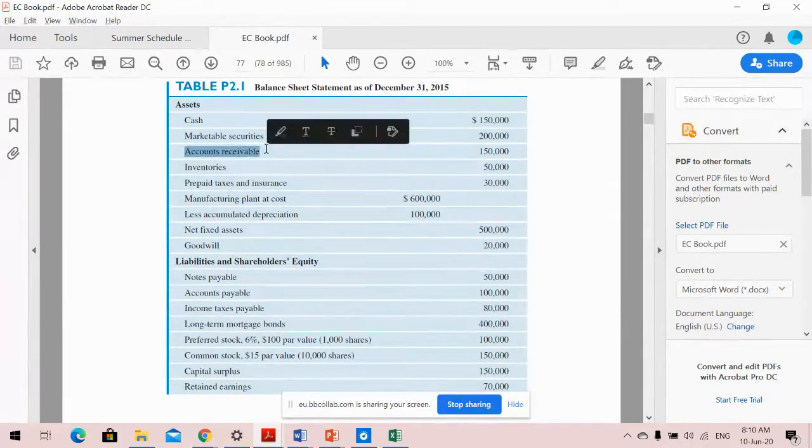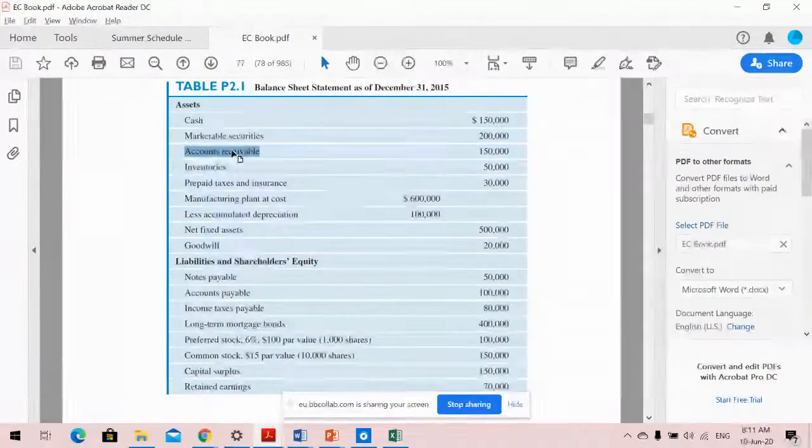Accounts receivable means that when you sell something to a customer and they did not pay, this is the amount, 150,000. Accounts receivable is also a current asset. Inventories are what you are going to sell to your customers. Let's say in Safco, you are selling fertilizer. Whatever amount of fertilizer you have in your warehouse, ready to be sold to customers, we call inventory. Inventory is 50,000. This is also a current asset.